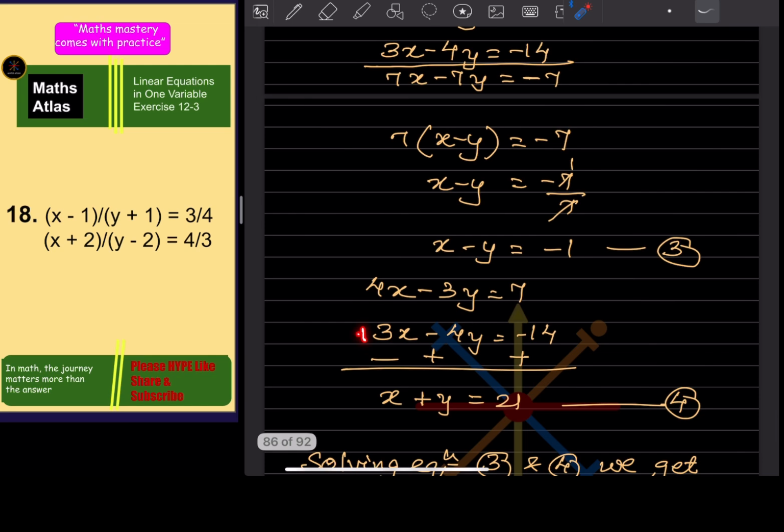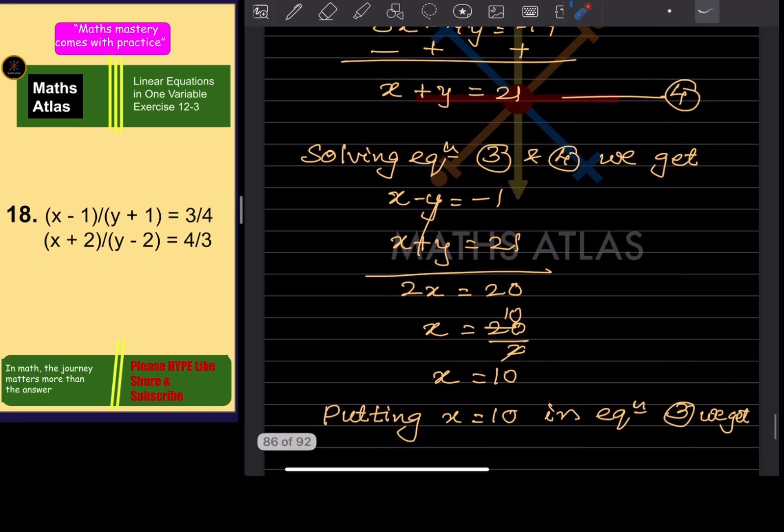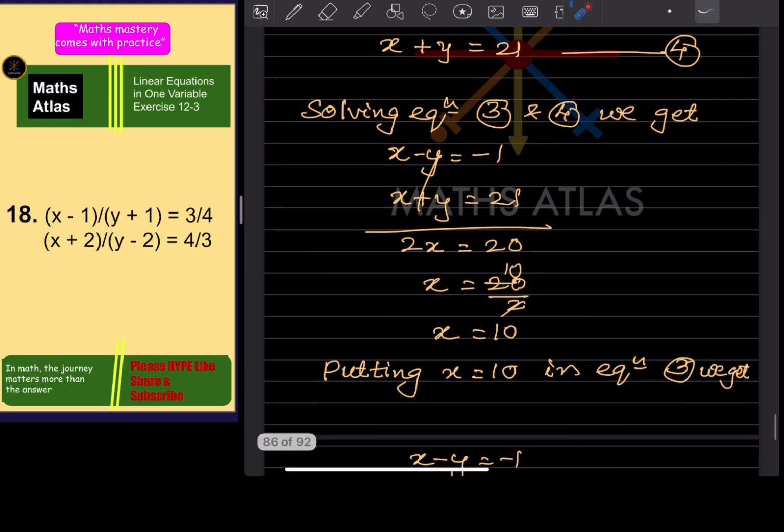And now we are going to subtract it. So here is going to be x, and here will be plus 4 minus 3 is going to be just plus y. Plus 14 plus 7 is going to be 21. So this will be equation 4. So solving equations 3 and 4, we can see minus y plus y we can cancel. So 2x is 20. So x is going to be 10.